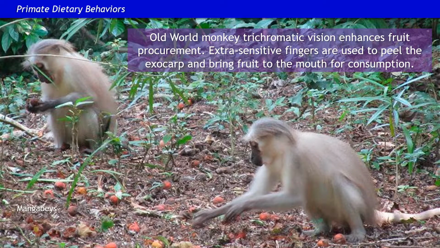Old World monkey trichromatic vision enhances fruit procurement. Notice how those red fruits wouldn't show up if they didn't have red sensitivity? Extra sensitive fingers are used to peel the exocarp, that's the skin on the fruit, and bring fruit to the mouth for consumption.